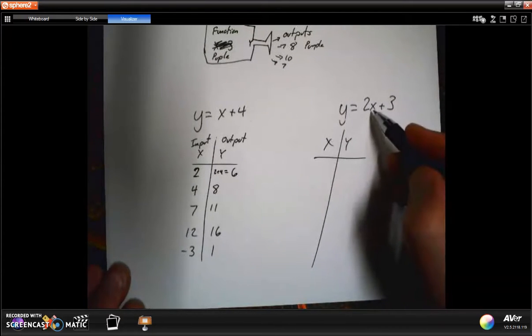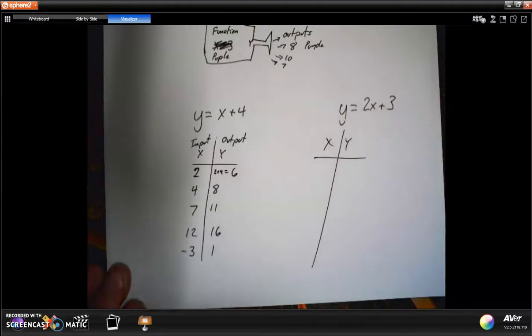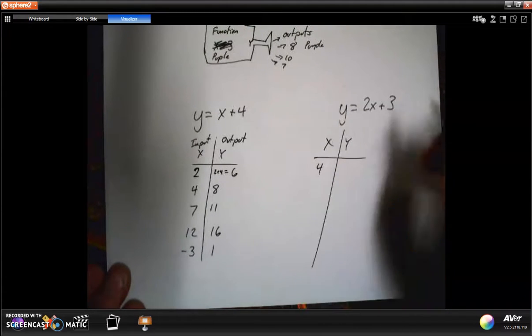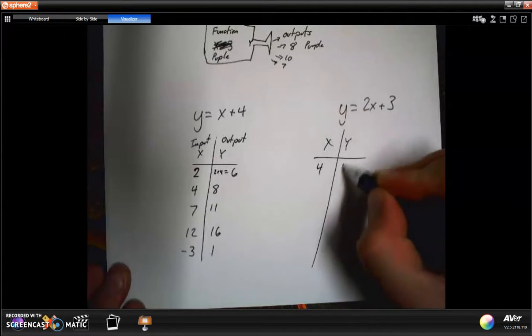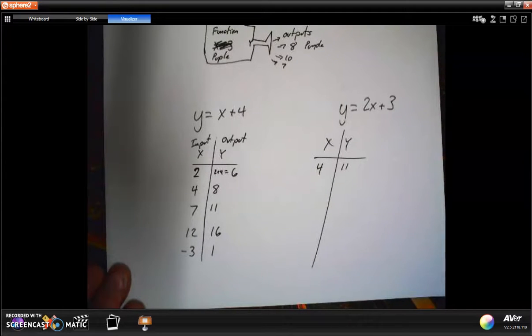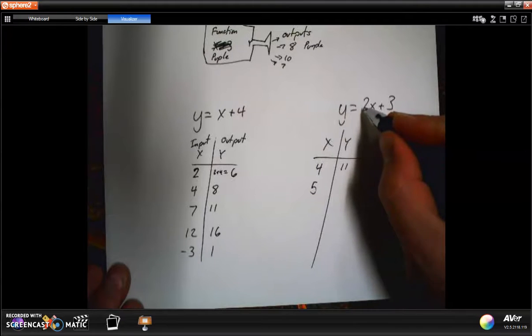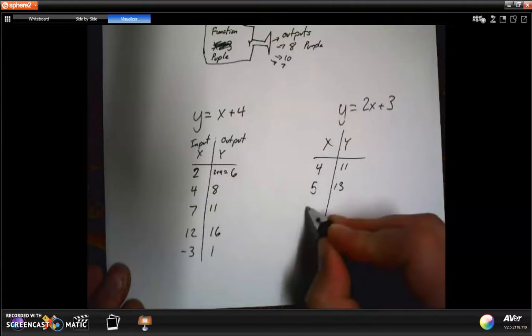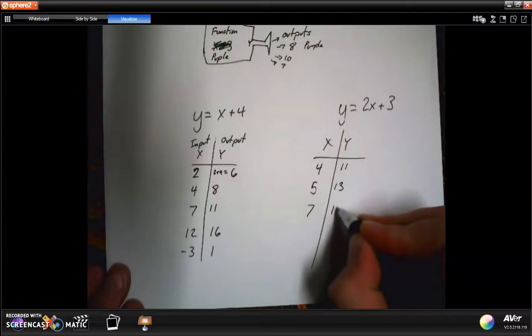This is saying whatever I plug in, I times it by 2, and then I add 3. So if I plug in a 4, what is 4 times 2? Well, 4 times 2 is 8. 8 plus 3 is 11. So if I plug in a 4, the function gives me an 11. If I plug in a 5, 5 times 2 is 10, plus 3 is 13. If I plug in a 7, 7 times 2 is 14, plus 3 is 17.